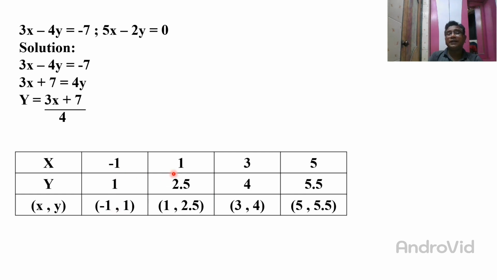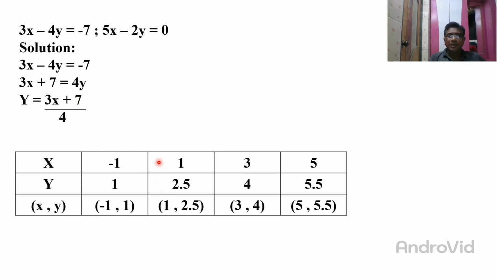Now x value 1 is taken. 1 means positive 1. So 3 ones are 3. 3 plus 7, what do you get? 10. 10 you are getting. 4 is divided into 10. 4 2s are 8. 4 5s are 20. So you are getting 2.5.